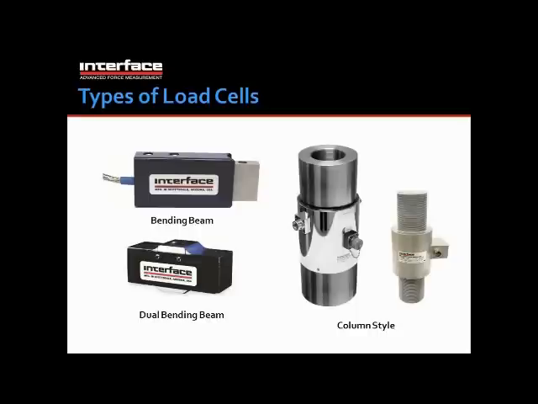What we have here are images that show you some of the different models that we manufacture here at Interface. On the upper left corner, we have the bending beam, and right below it is an SML model which works as a dual bending beam. To the right of that, we have two column style load cells. The one on the left is for higher capacities. The one on the right is one of our WNC models, which can handle capacities of 100,000 pounds or lower.